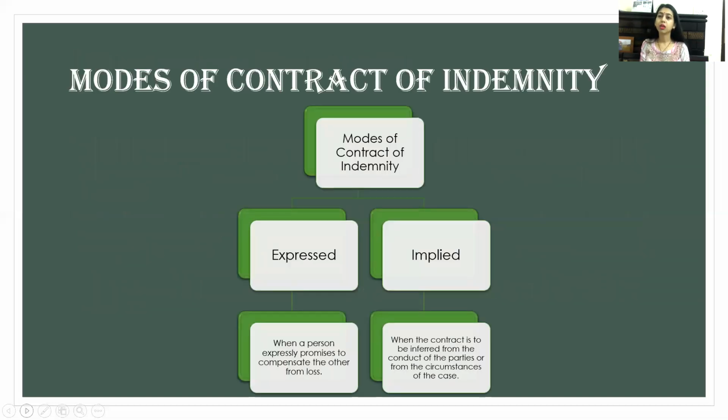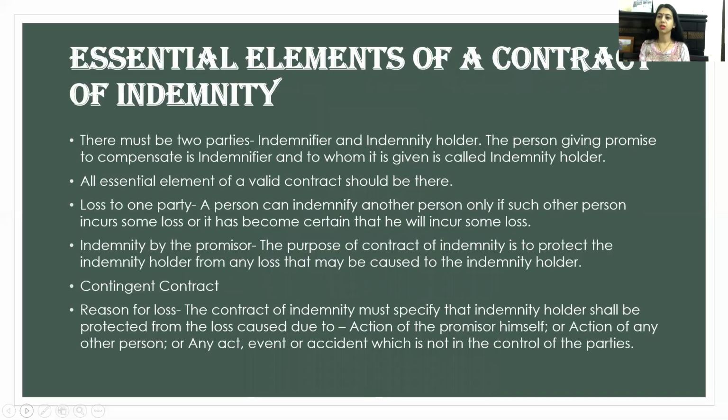Next, what are the modes of a contract of indemnity? There are two types of modes, express and implied. Express mode, when a person expressly promises to compensate the other from loss. Implied mode, when the contract is to be inferred from the conduct of the parties or from the circumstances of the case. So it depends on the actions of the parties basically.